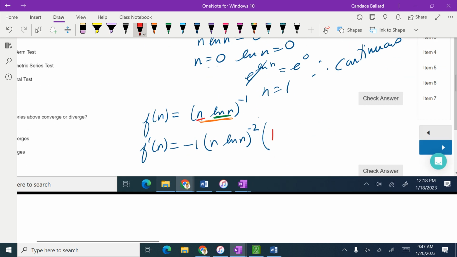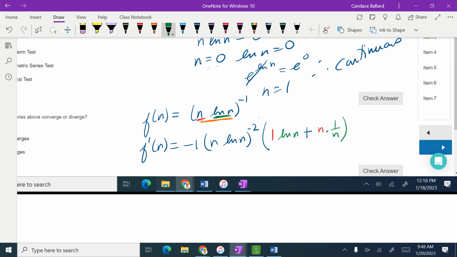Let's scroll that up for you. All right, and then I'm keeping the natural log of n the way it is. What operation in between? Plus, good. All right, keep the n the way it is. What's the derivative of natural log of n? 1 over n. Perfect.